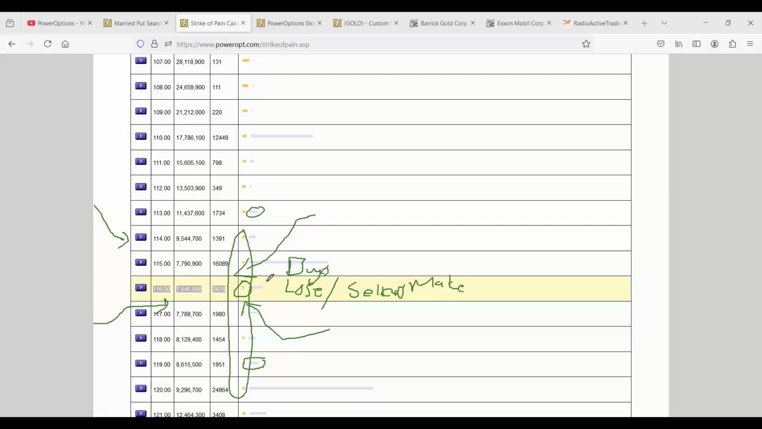And on PowerOptions, we call it the max pain tool. It's the same calculation. The strike of pain tool, same calculation. We said to them, and they said, sure, show it. You just can't call it max pain. All right, so we call it the strike of pain tool. That's what it is. Now, caveats on that, Jack.